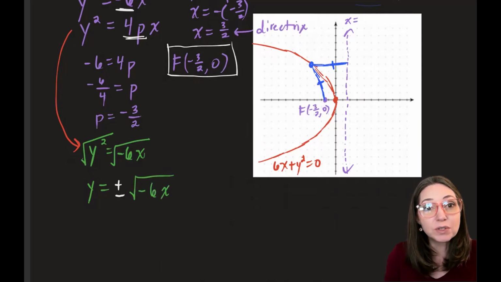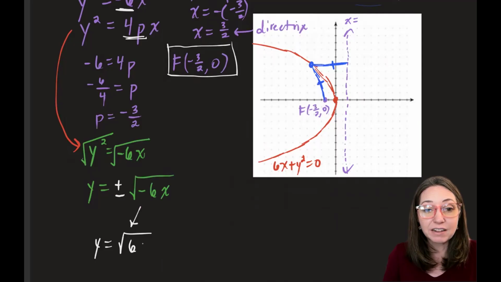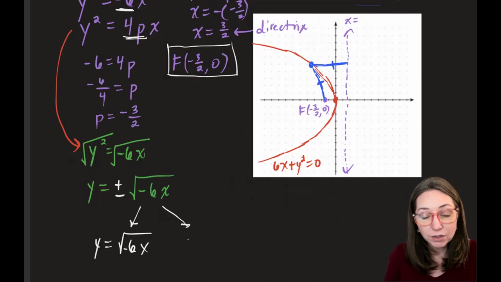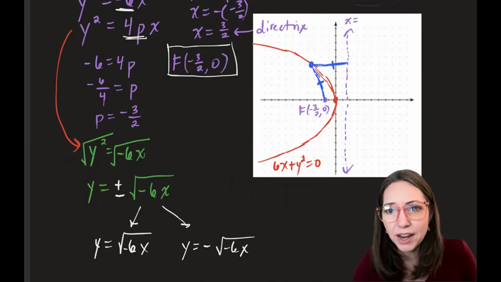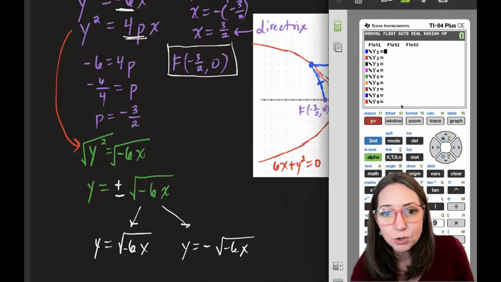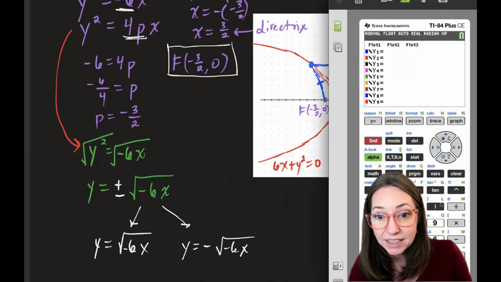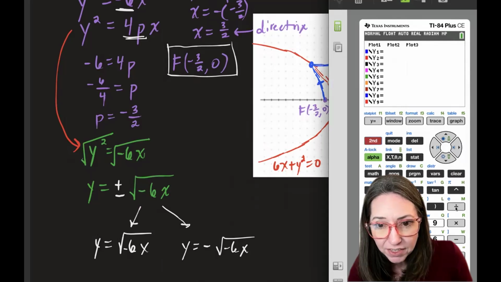That's really two separate equations, right? One of those equations is y equals the positive square root of negative 6x, and the other equation is y equals the negative of the square root of negative 6x. Now, you might be wondering why it's okay to have a negative under the radical. It actually does work because x itself, in this case, is only allowed to be negative.